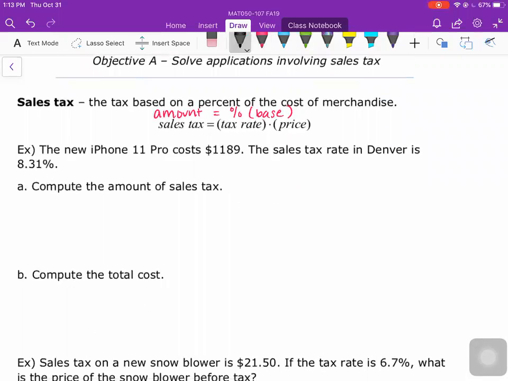The new iPhone 11 Pro costs $1,189. The sales tax rate in Denver is 8.31%. Compute the amount of sales tax. So to determine the sales tax, we're going to take that tax rate, and when we're using a percentage inside of a mathematical equation, what do we want to do to the percentage? Convert it to a decimal.